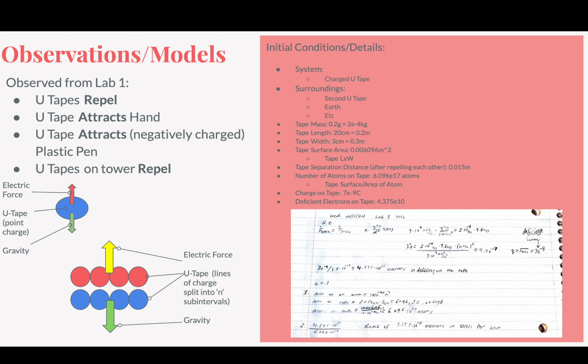are tape mass, tape length, tape width, tape surface area, tape separation distance, number of atoms on the tape, and the original charge and deficient electrons on the tape from Lab 1. The image below shows the calculations used to get those initial charges on the tape and deficient electrons.